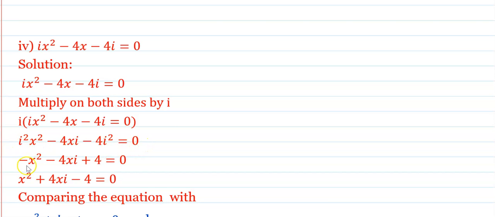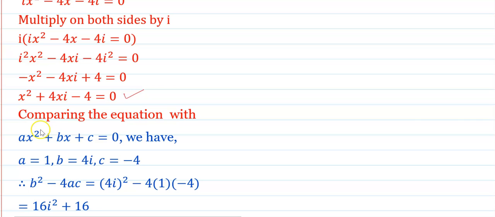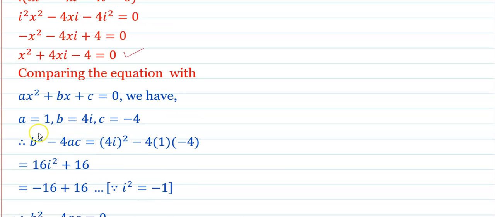i² is -1, therefore it is -x² - 4xi. Okay, i² is again -1, minus and minus will become plus here, and therefore x² + 4xi - 4 = 0. Now comparing the equation with ax² + bx + c = 0, we have a = 1, b = 4i, c = -4, and therefore the value of b² - 4ac. What is b?